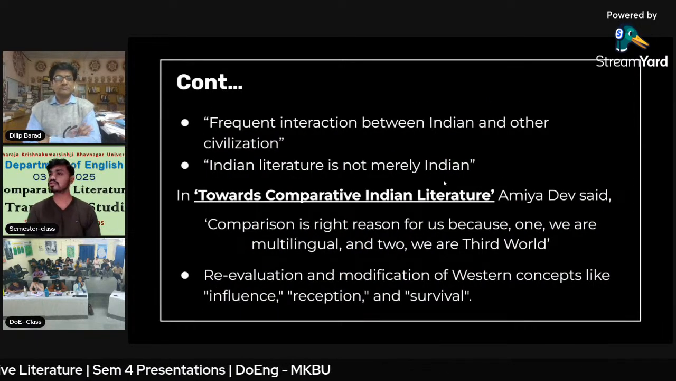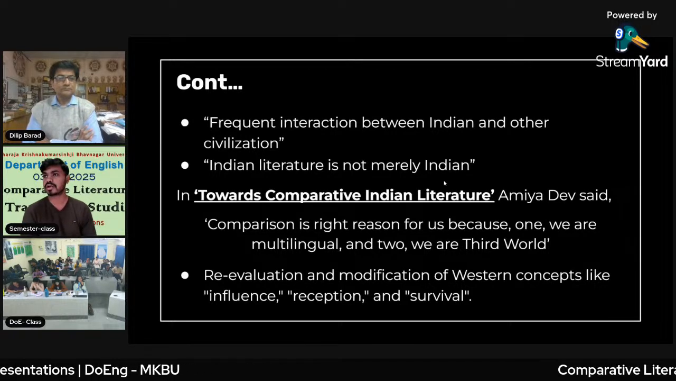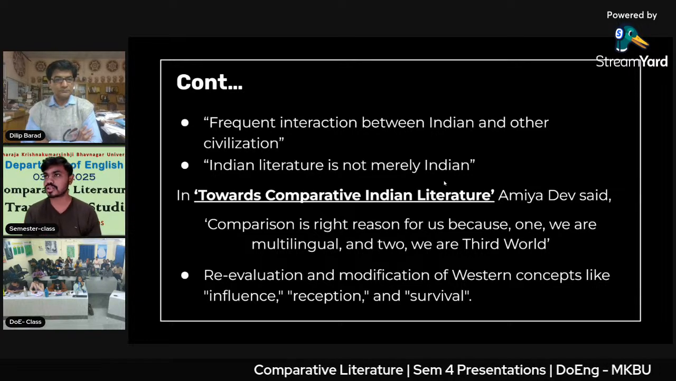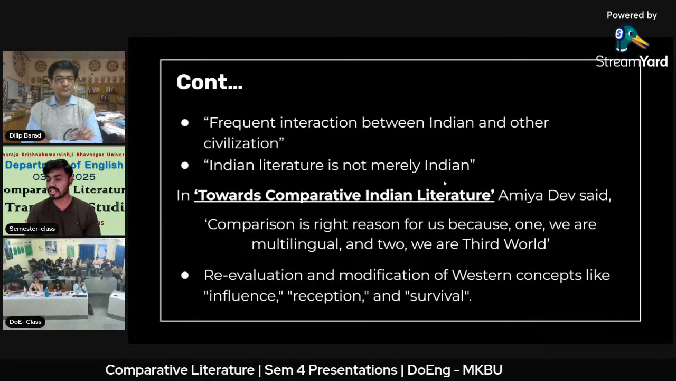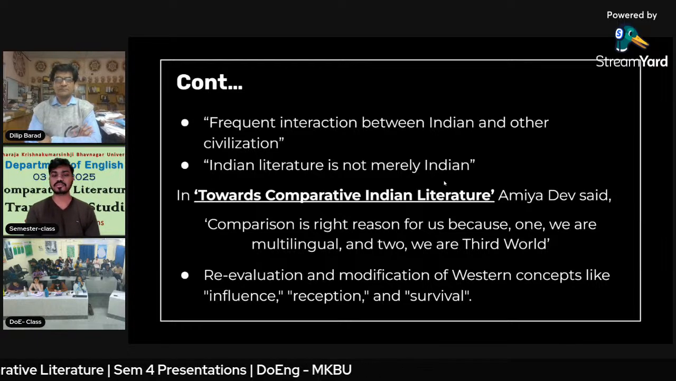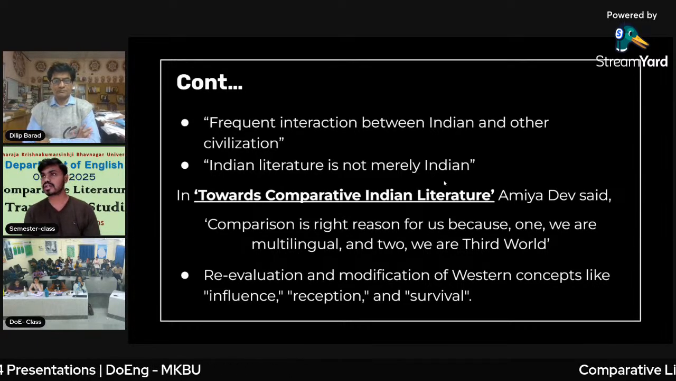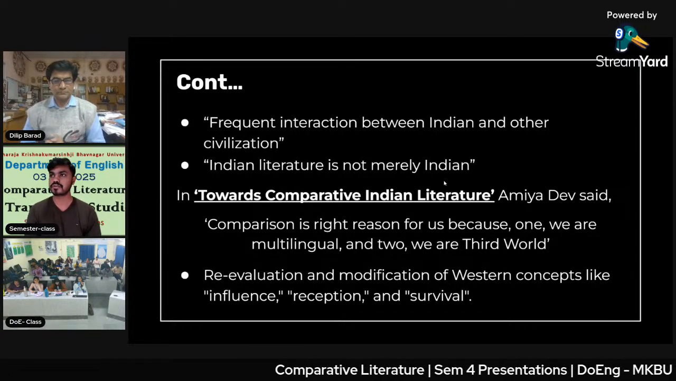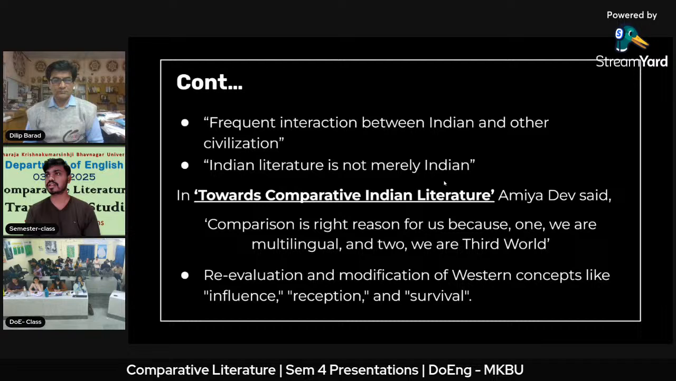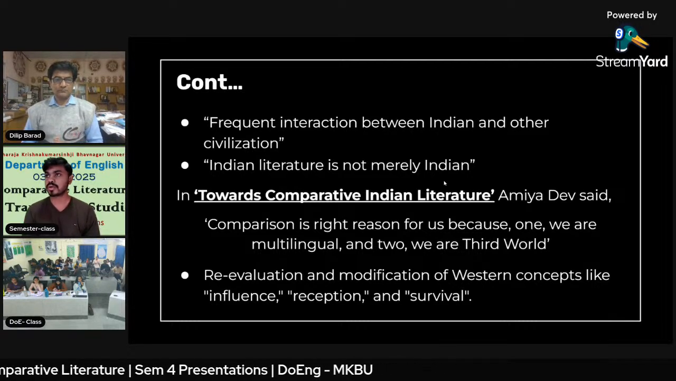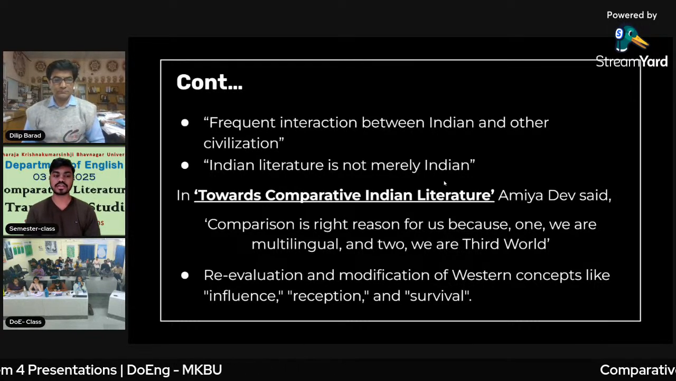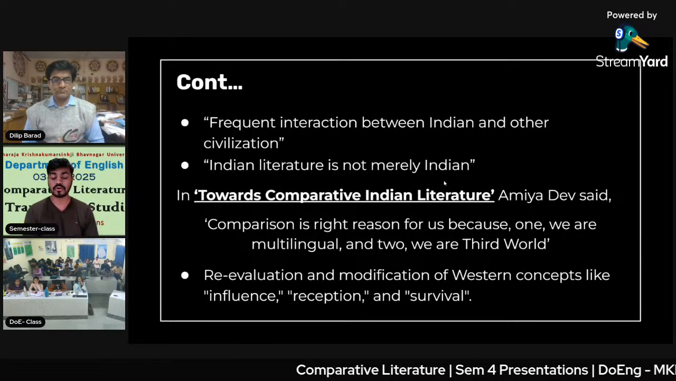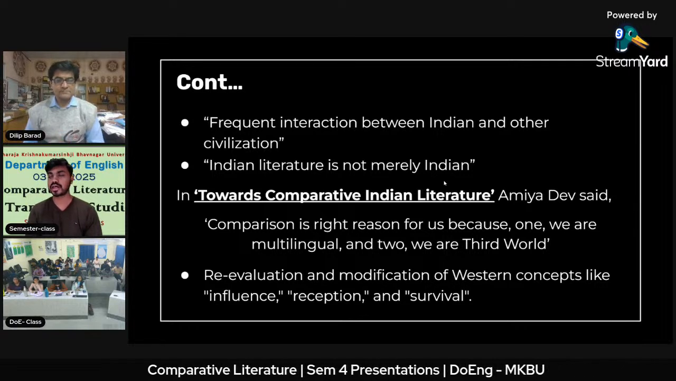There is also still a gap in doing comparative studies. Comparative study has not been very much explored in the context of India and China, or India and Greece. So in that way, India is not merely Indian, because Indian literature has influenced many other literary traditions, and it has also been influenced by many others. And at the end of the article, Sisir Kumar Das also mentions Amiya Dev, who says in his article, towards comparative Indian literature, that comparison is the right reason for us because, one, we are multilingual, and two, we are the third world.